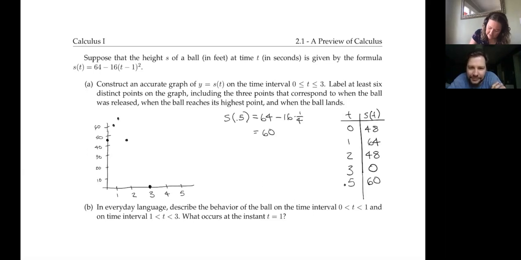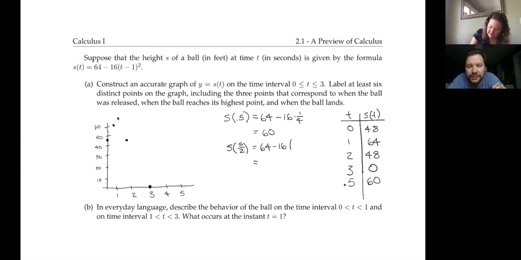And then let's pick 2.5. So if we did 2.5, that would be 5 halves. It might be easier to do it in our heads. Over 4, right? And then 64, that doesn't make sense. Oh, I didn't subtract 1. I think, yeah. So 5 halves, I didn't subtract 1 before I squared.